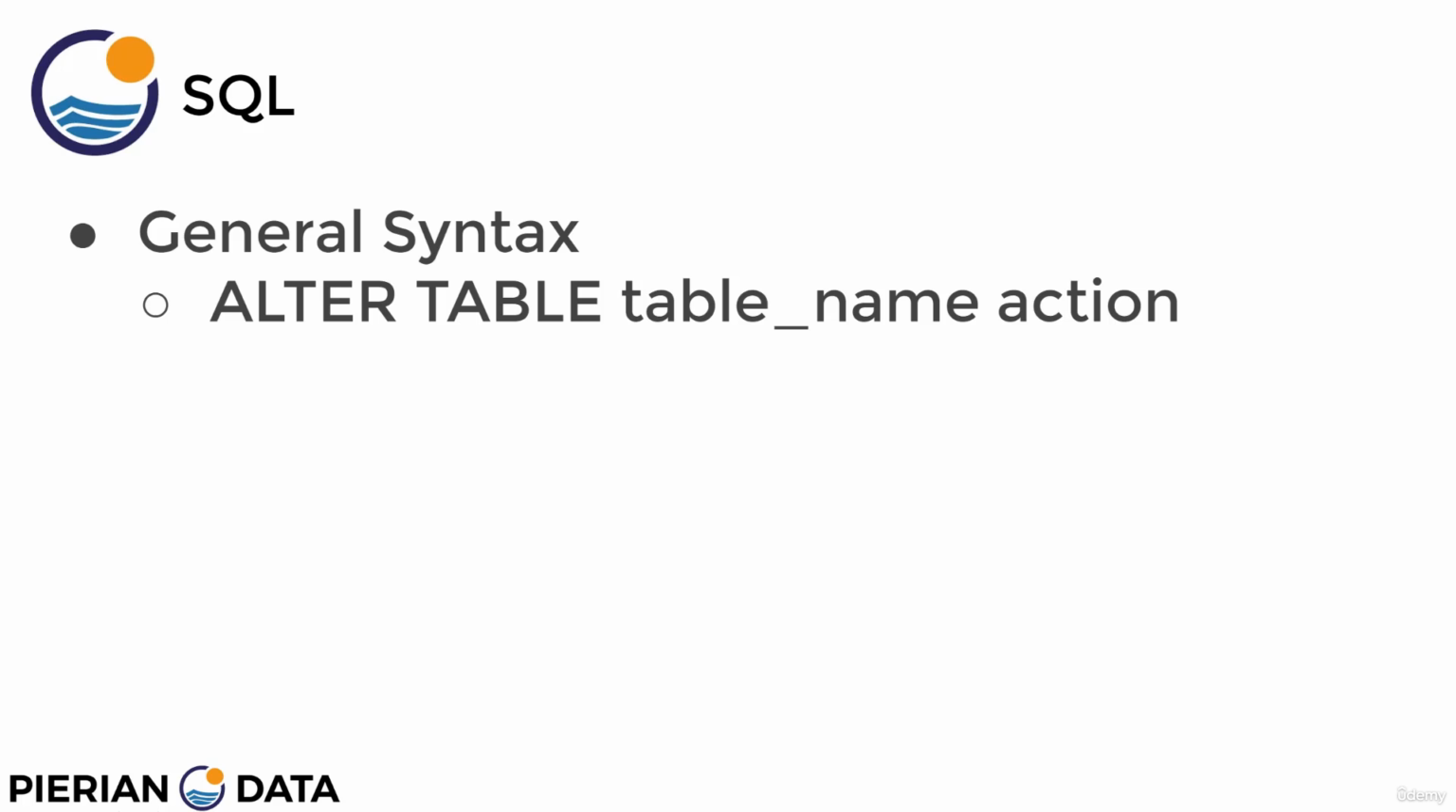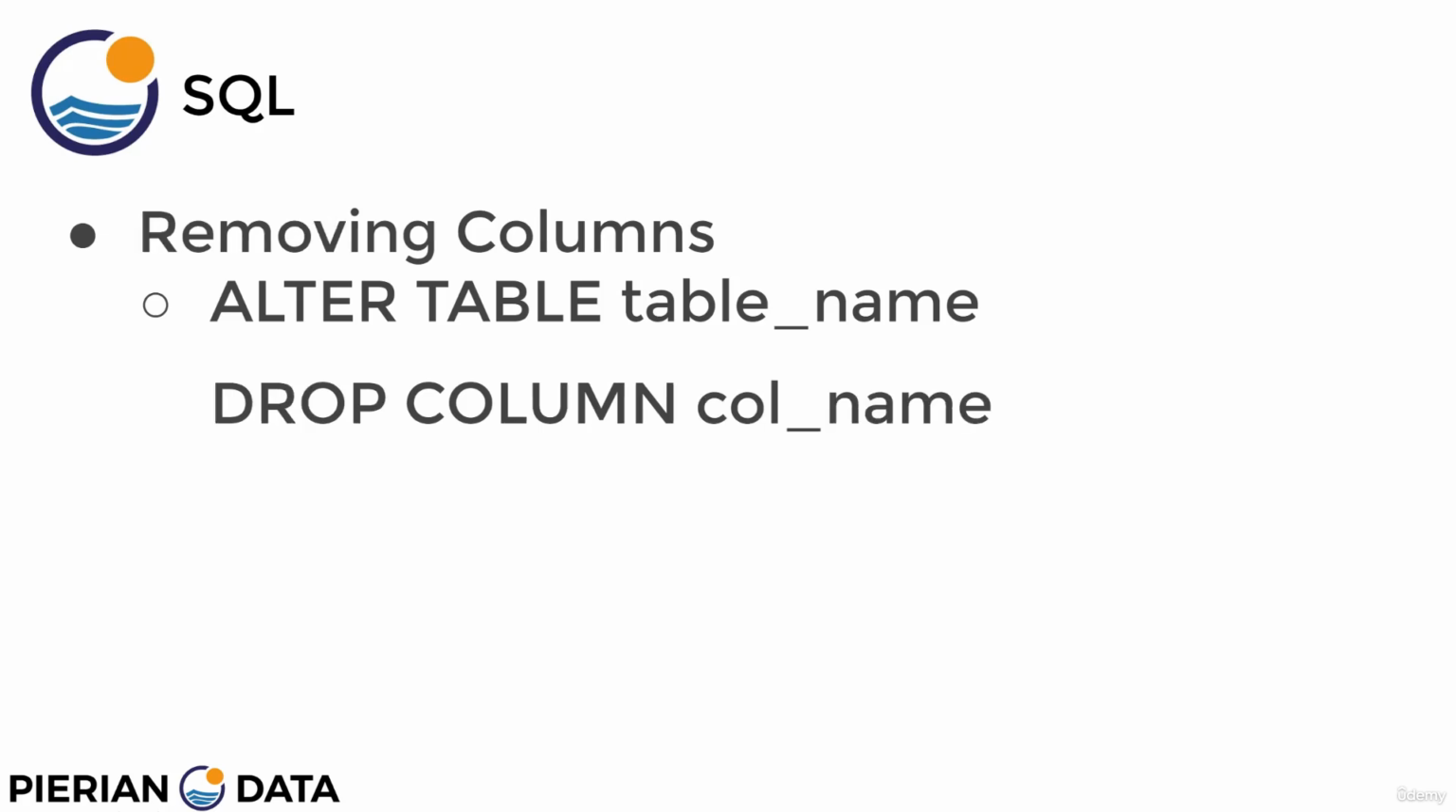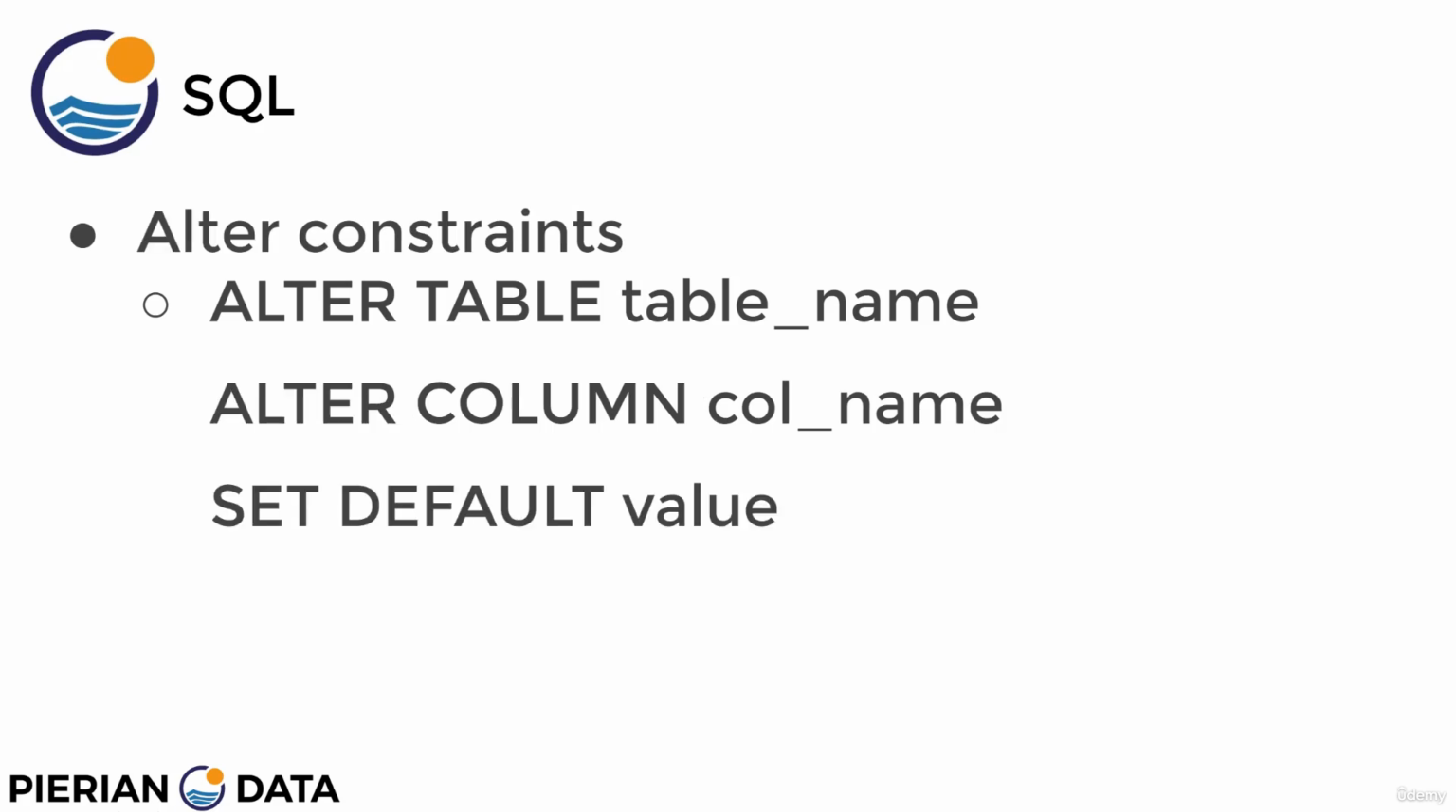The general syntax is alter table, table name, and then some sort of action call. For example, if you wanted to add columns to a table, you would say alter table, table name, add column, the new column name, and then specify a data type. You can remove columns by saying alter table, table name, drop column, and then the column name you want to drop.